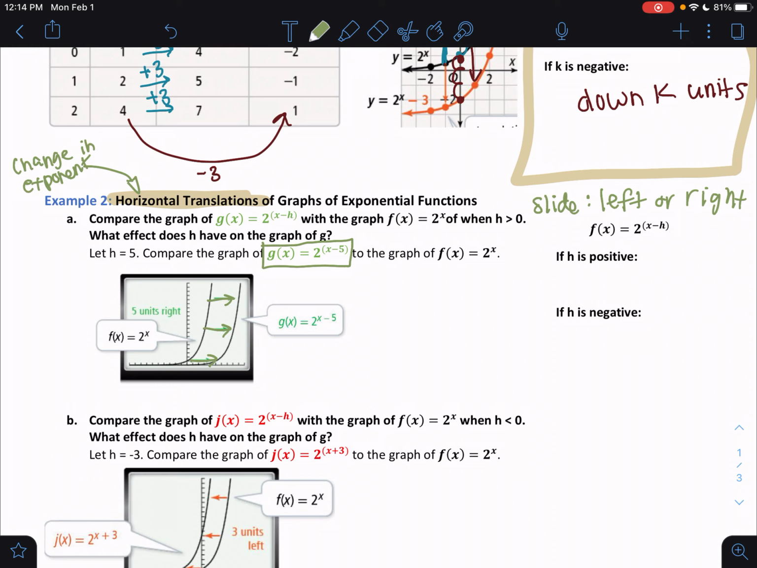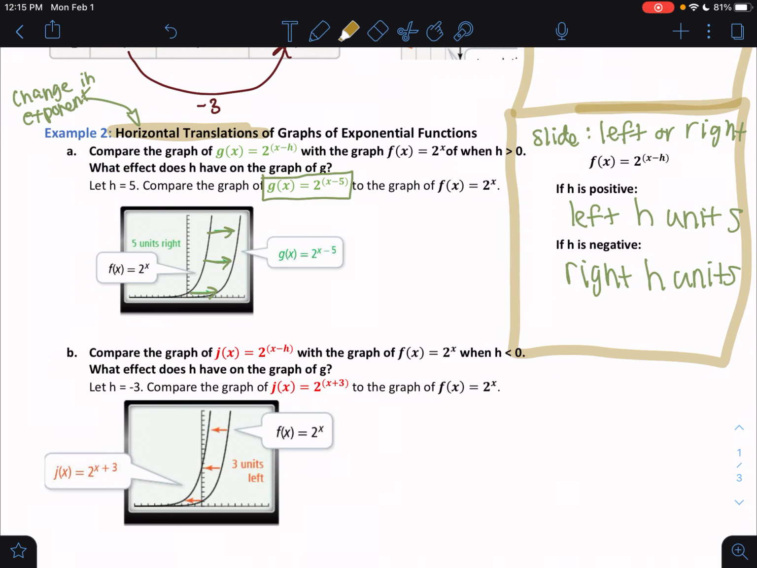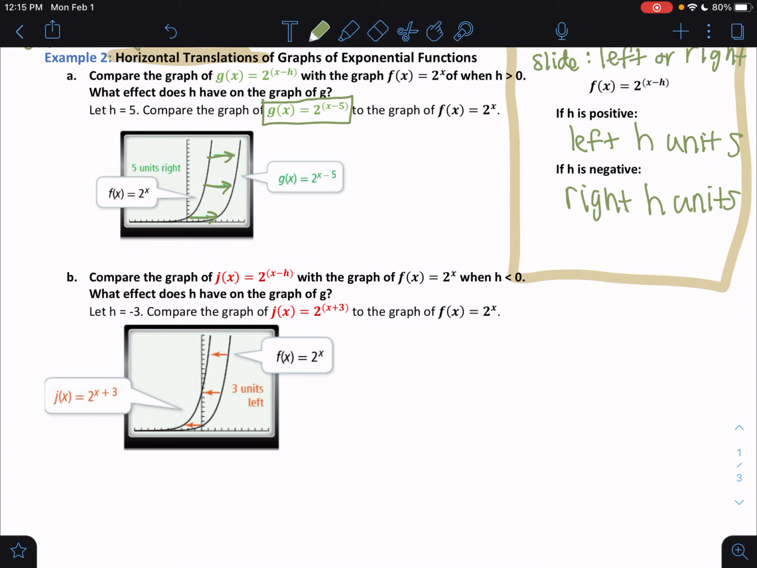So when h is positive, we are actually going left h units. And then the opposite, for when h is negative, we will go right h units. So if we're looking down here at b, we go from 2 to the x to 2 to the x plus 3, so we go to the left 3 units each time.